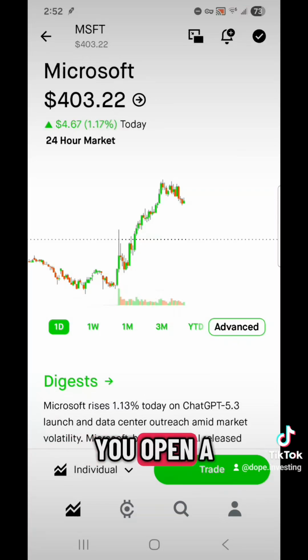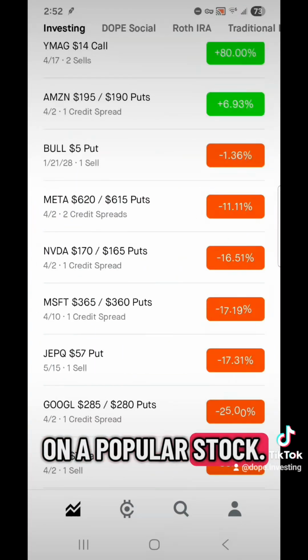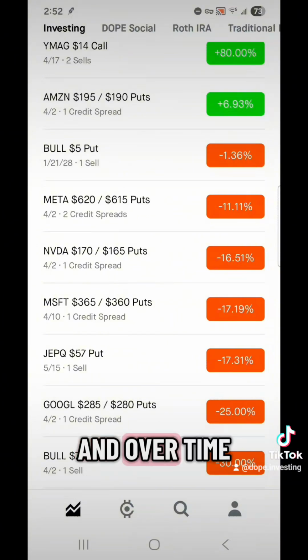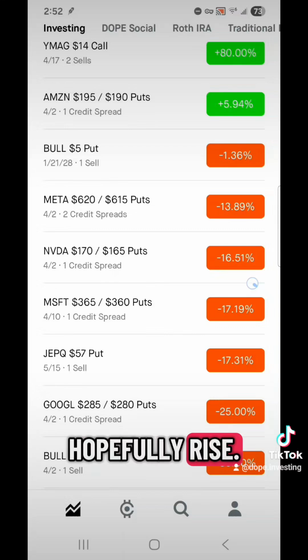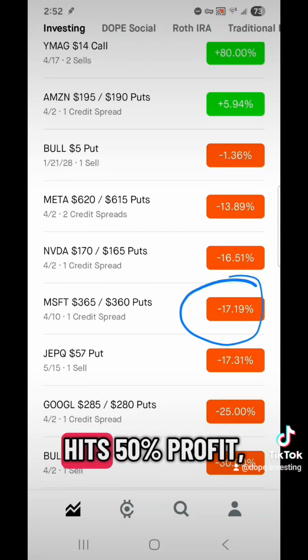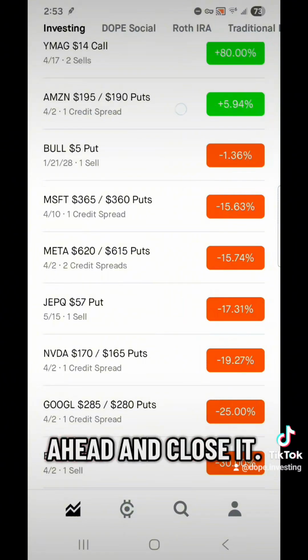And that's how you open a put credit spread on a popular stock. And over time, this percentage will hopefully rise. And once it hits 50% profit, then I'll go ahead and close it.